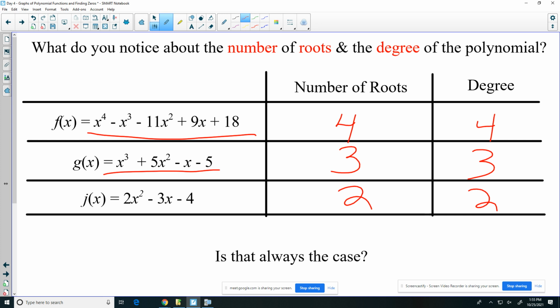We talked about the fact that how many solutions there were, the number of roots, was tied to the fact that it was a second degree function. We had 2 roots. Sometimes those roots were equal. Sometimes those roots were not equal. So is it always the case that the degree has to match the number of roots? Let's see.